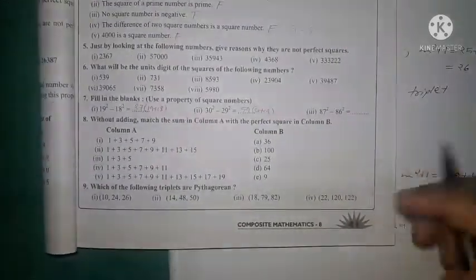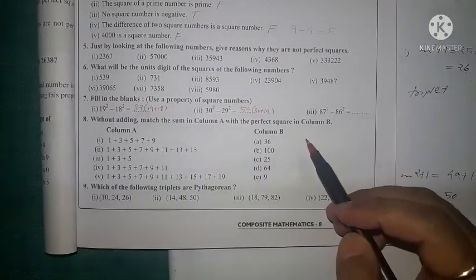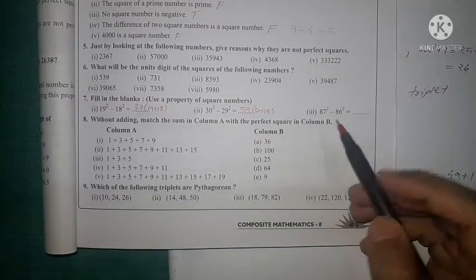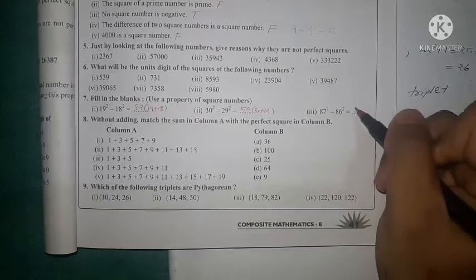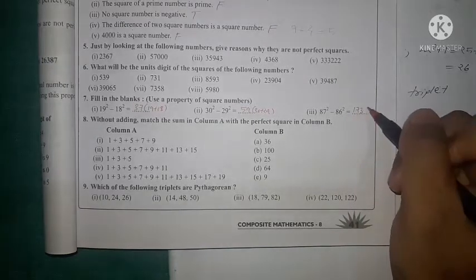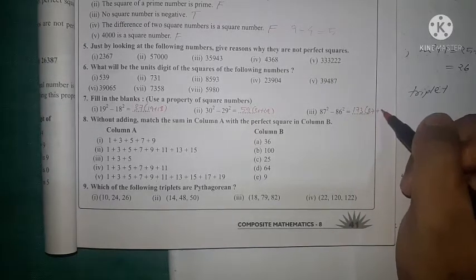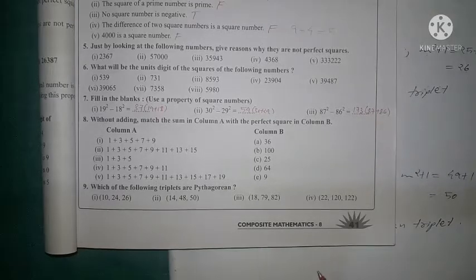Again, the last one will be 87 plus 86. So 87 plus 86 will be 173. So this is the answer.